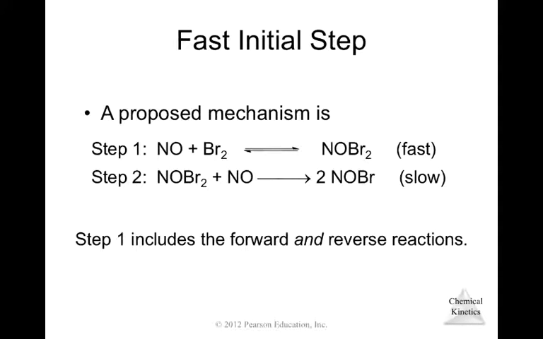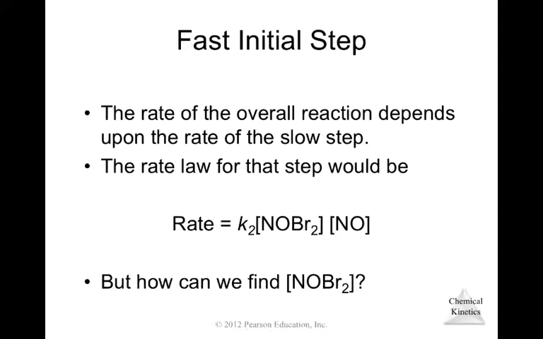So one proposed mechanism is this. Step 1 and step 2. We think step 1 is a fast step, step 2 is a slow step. And notice that for step 1, we've got forward and reverse arrows here. That's going to become important. So the overall reaction depends on the rate of the slow step, like we said, which was step number 2. So the rate law for that step would be K sub 2, concentration NOBr2, concentration NO. But how do we find this concentration? Right? We're not given that. That's just an intermediate that totally gets consumed.